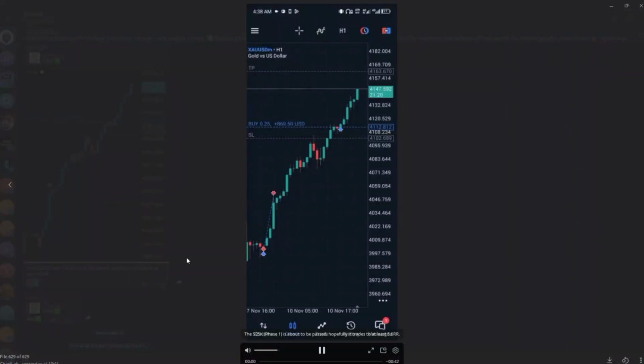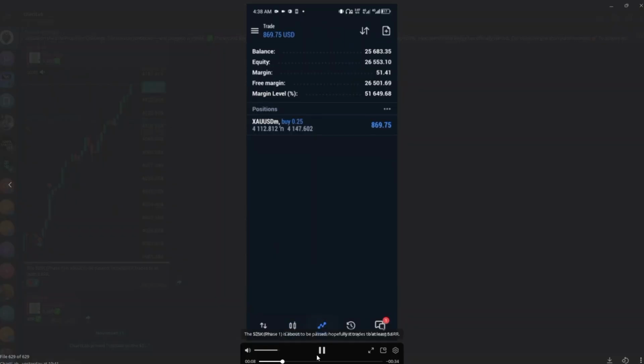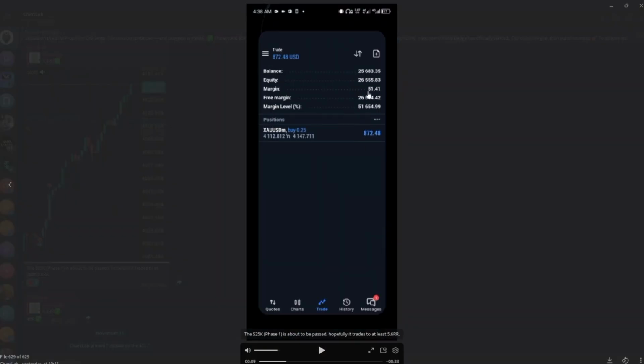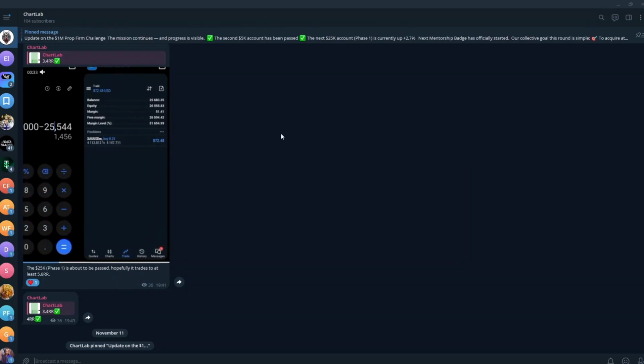And if you scroll down, this is actually a trade that I took on it. I'm about to pass a trade that is currently running, that is about to be passed, right?